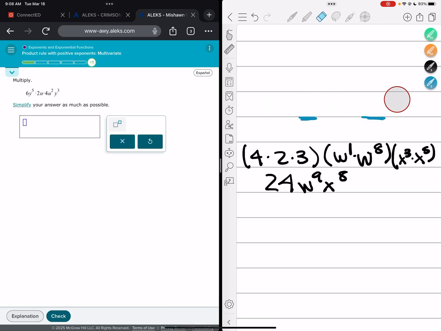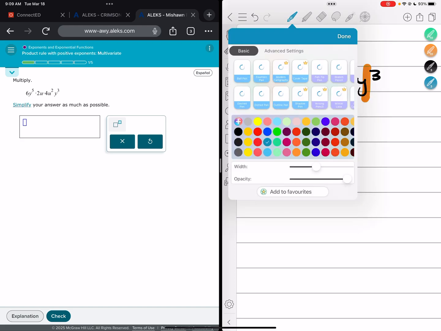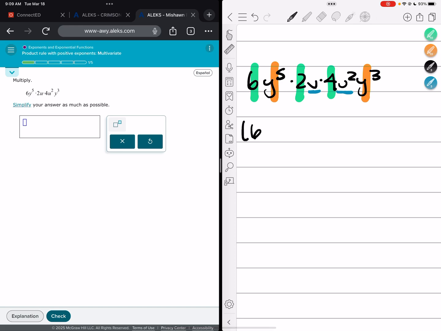Okay. So doing this again, I see that I have 6y to the 5th times 2u times 4u squared y to the 3rd. So I see I have 6, 2, 4. As far as y's go, I have y to the 5th and y cubed. And as far as u's go, I have 1u right here and then another 2 right there. So to simplify this out, I have 6 times 2 times 4. Then I have y to the 5th times y cubed, and I've got u times u squared.